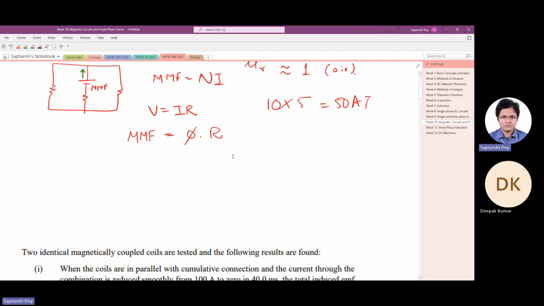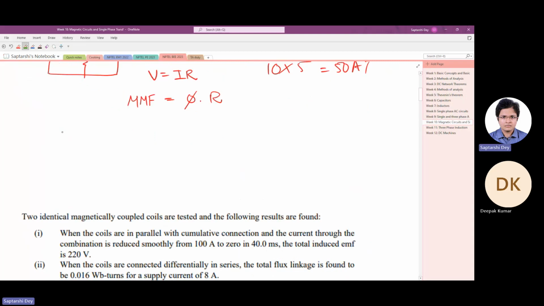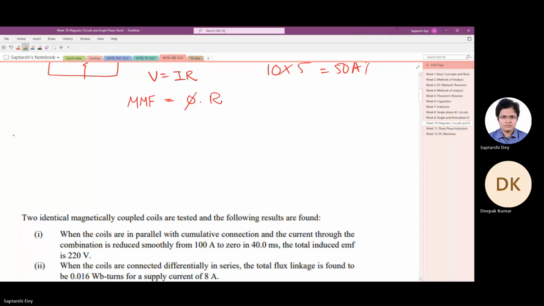Now, I'll just make one comment or tell you the very basic of coupled magnetic circuit.